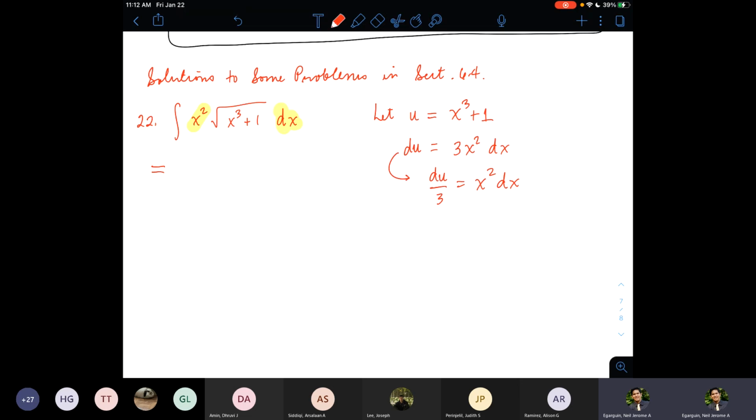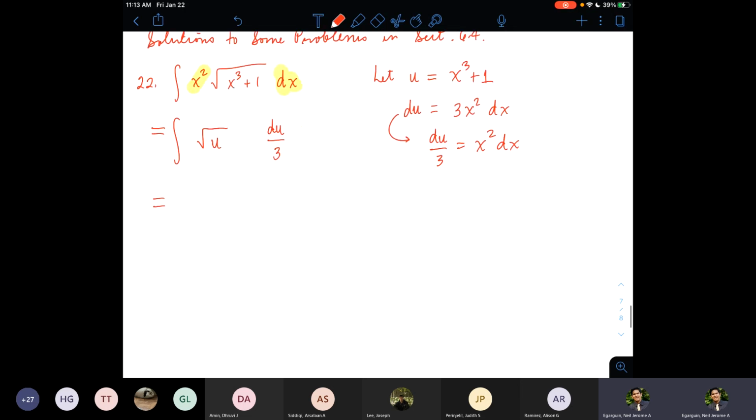All right. So that means here I can write the integral now. The highlighted portions of the integrand will be replaced by du over 3, right? Because again, we know that x squared dx will be equal to du over 3. And then look at the remaining part of the integrand. Here I can use the substitution u equals x cubed plus 1. So basically, that will just become square root of u, right? And we can write it this way.